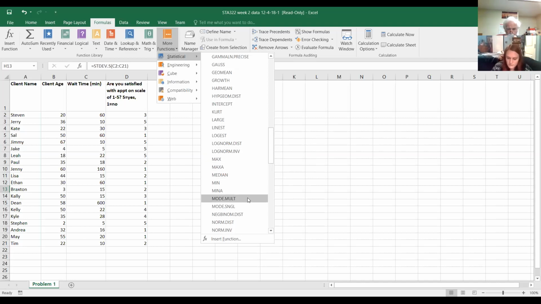Mode, we'll go into mode. There's an easier way, in my opinion, to do mode in a small data set like this, and I'll go through that in a bit. But remember, the mode is the value that appears the greatest number of times in the data set. And you can have two modes if you have two values that appear the same number of times.